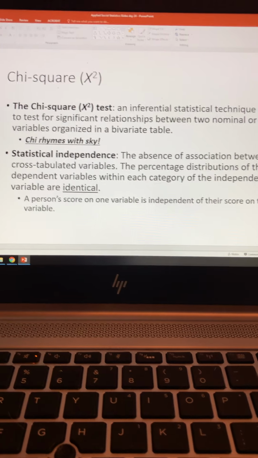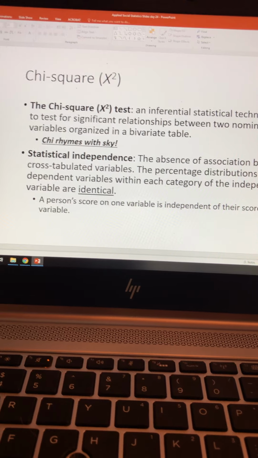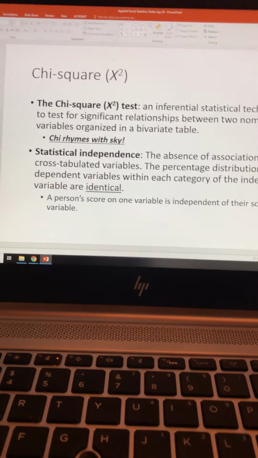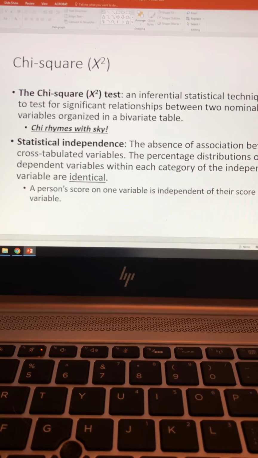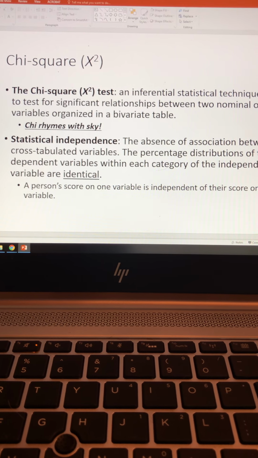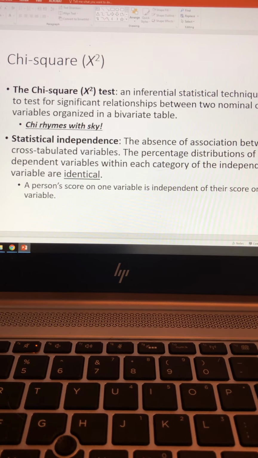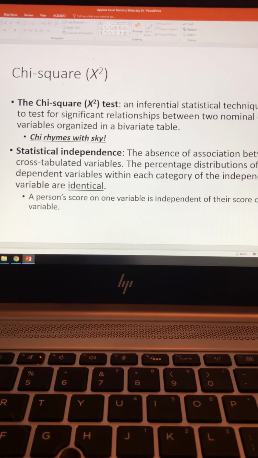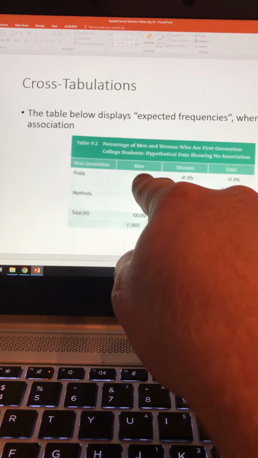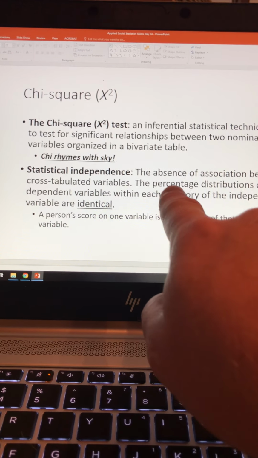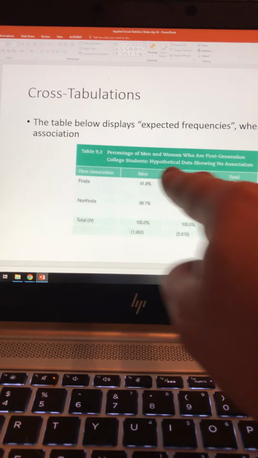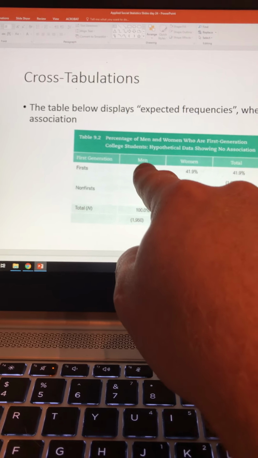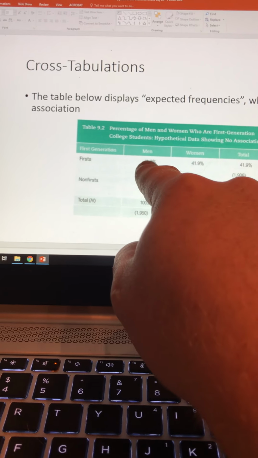So the chi-squared test. Another definition that we'll want to make sure that you're clear on is what does it mean, statistical independence? Statistical independence means that there's no association between the two variables. Essentially, that the percentage distribution of the dependent variable within each category of the independent variable is identical, as in here. So within the independent variable category, sex, men and women, the distribution of first is equal, the distribution of non-first is also equal.